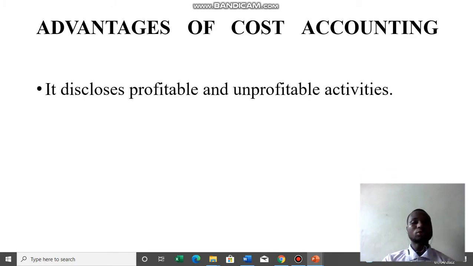So we're able to disclose to us which activities in the organization, which products, which services are profitable and which ones are not profitable. This would help us to take decisions such as increasing products that are profitable in terms of production, or in terms of the unprofitable products, eliminating them or reducing the quantity we are going to produce.